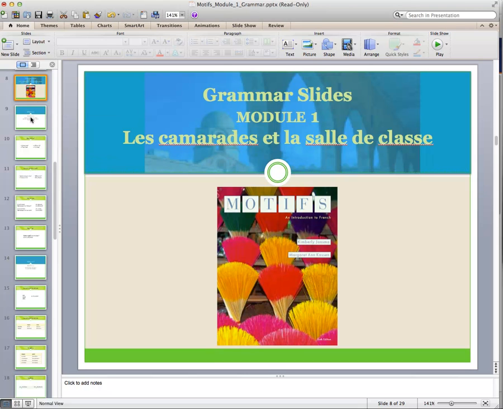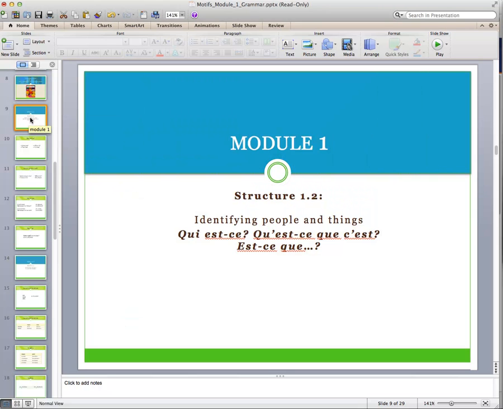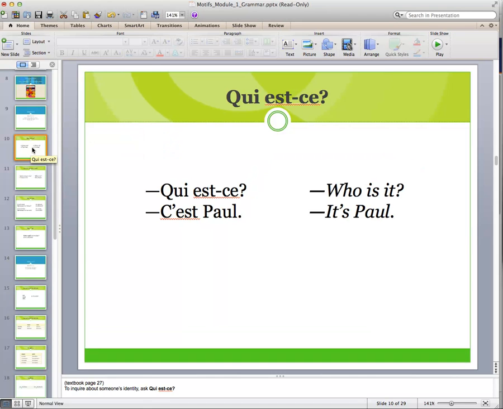Bonjour and welcome back. This week we'll be talking about structure 1, 2. In this week we'll be talking about questions, simple questions, to identify people and things. Our questions are going to be, who is it, what is it, and is it a fill in the blank. Let's start off with who is it.